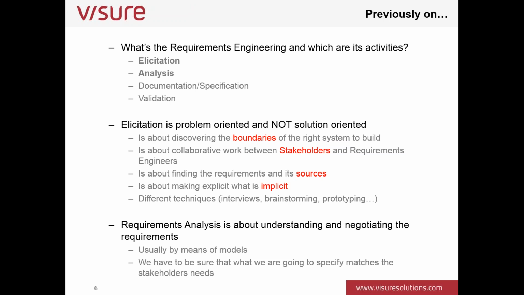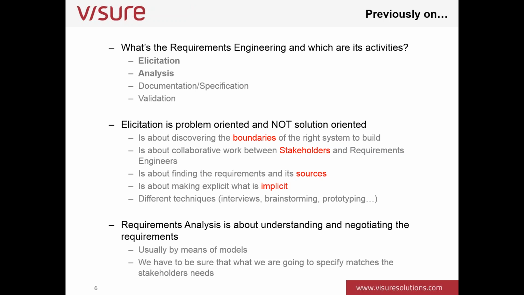Those are the 4 main activities, and we have already reviewed the elicitation. About the elicitation, we focused on the fact that it's problem-oriented, not solution-oriented. Requirements are located in both domains, the problem and the solution, but the elicitation is about the problem itself. It's about discovering the boundaries of the system that we are going to build, and this is important, of the right system. It's about collaborative work between different stakeholders, a word that we used in the previous webinar. Users is not enough, customer is not enough; we are using stakeholders here.